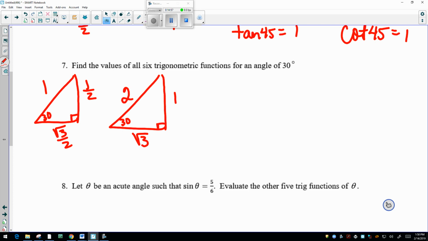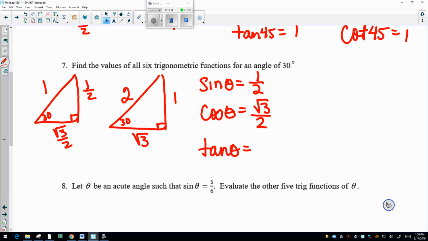So again, if I'm trying to find the sine of this angle, sine of 30, sine is opposite over hypotenuse. Cosine is adjacent over hypotenuse. Tangent is opposite over adjacent. And everything right now is in relation to 30. So where I have sine of theta, I could really say sine of 30 because I know theta is 30.